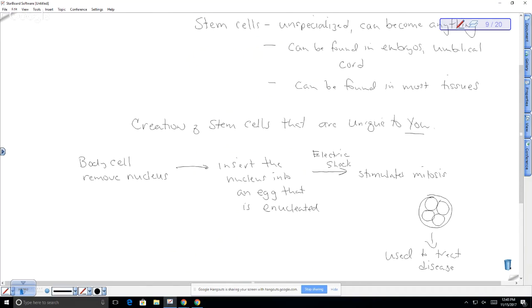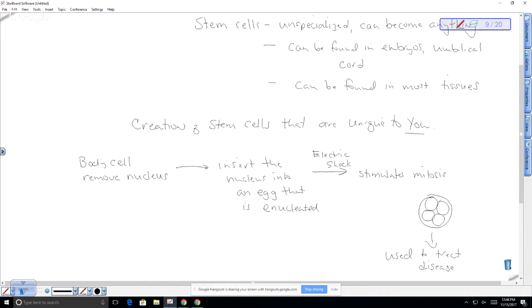Okay, so you can imagine that this is pretty controversial, right? Because some people believe that even early embryos are living creatures, right? And that it would be unethical to harvest, to create embryos just for the sake of harvesting stem cells from them.